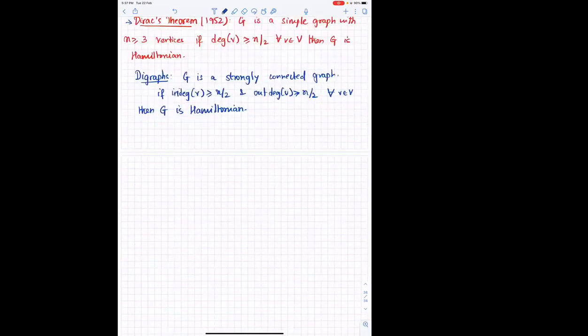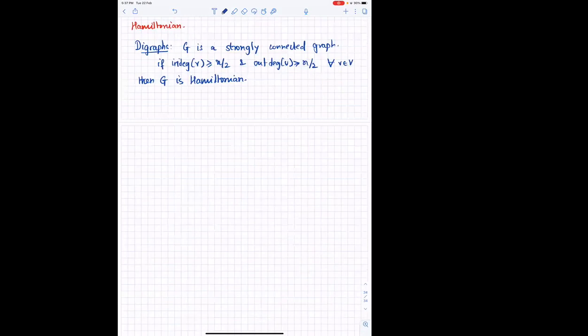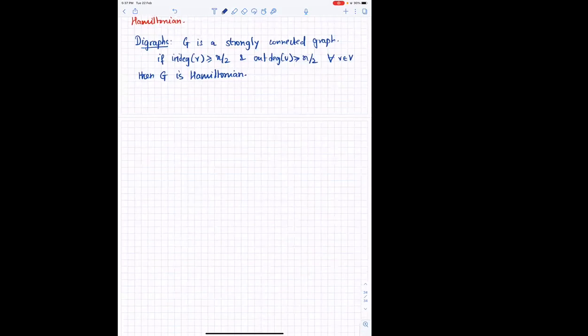So I want to talk about one thing before finishing this part. Although this is true for general directed graphs, there are some special kinds of directed graphs that we saw in the first lecture called tournaments. These tournaments have several nice properties, and one of them is about Hamiltonicity of the graphs. So what is a tournament?